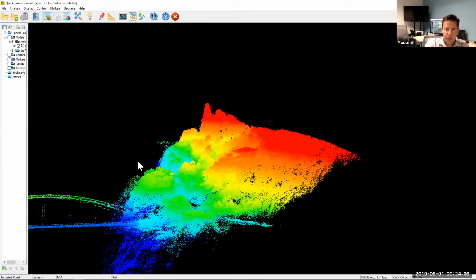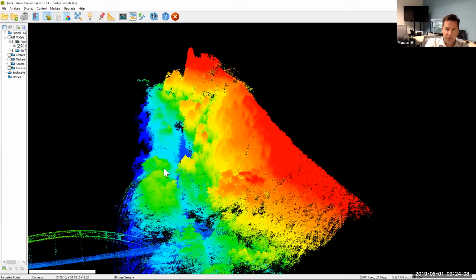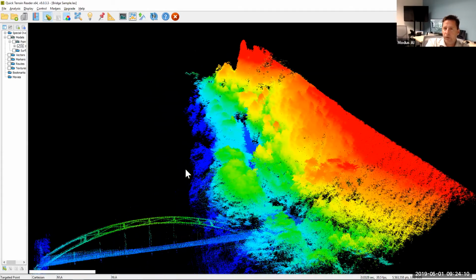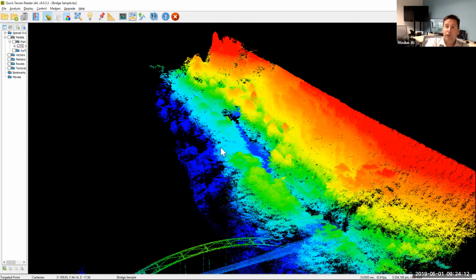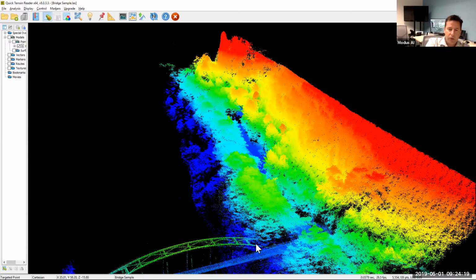And unfortunately, being one of the first models we did, there was no ground control and there was no absolute accuracy. So we don't know how far off the plane this was, but we do know that the relative accuracy was around 2 centimeters. And that really comes down to the visual acuity of the sensor.